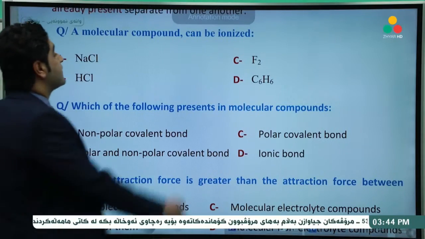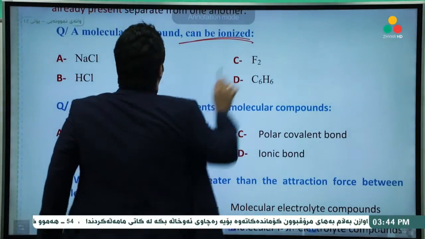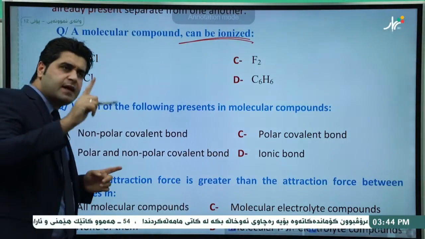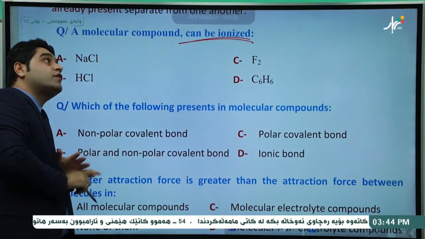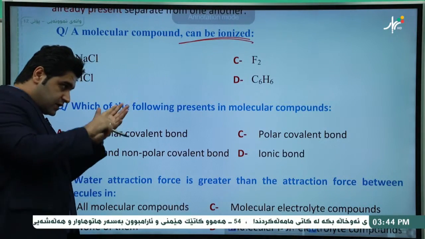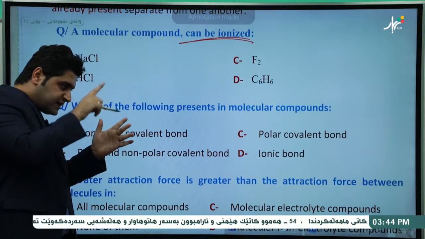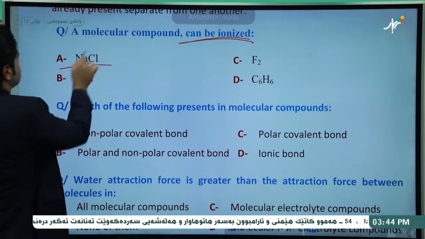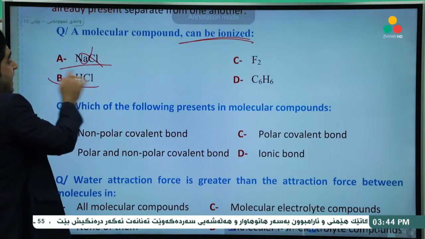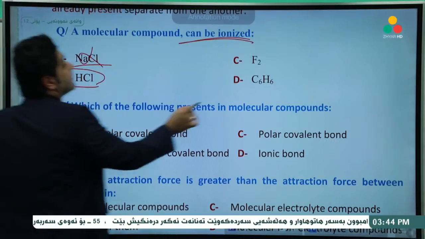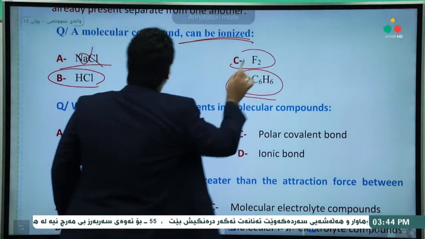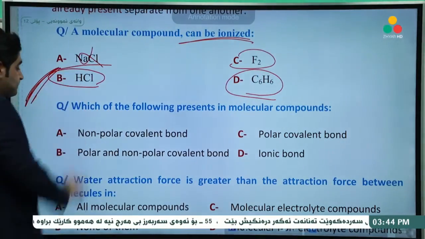A molecular compound that can be ionized, we should look for the electrolyte. Strong acid, weak base. This is a salt, no. This is an ionic compound, no. Yeah, it's a strong acid. This is not an electrolyte. So the right answer is B.